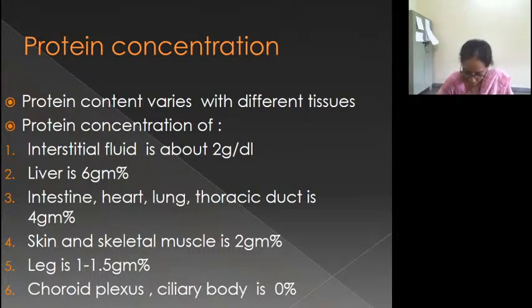But when it is collected from the liver area, the protein content increases because the liver has discontinuous sinusoids. So a lot of protein will come into the interstitial fluid. The liver has about 6 gram %. Intestine, heart, lung and thoracic duct are about 4 gram %. We are talking about proteins. The intestines have fenestrated capillaries, so leakage of protein will be there on that side also. Skin and skeletal muscle are 2 gram % because skeletal muscle has tight capillaries without any junctions in between, so a lot of protein is not lost there. Leg is about 1 to 1.5 gram %, and choroid plexus and ciliary body are 0%. So protein concentration varies with the different tissues from where it is picked up.